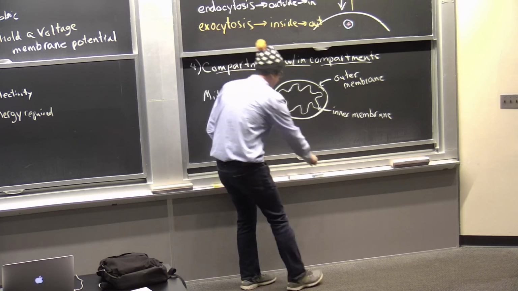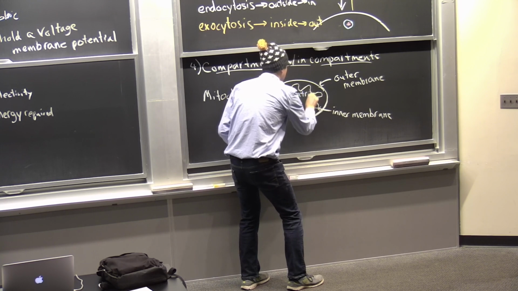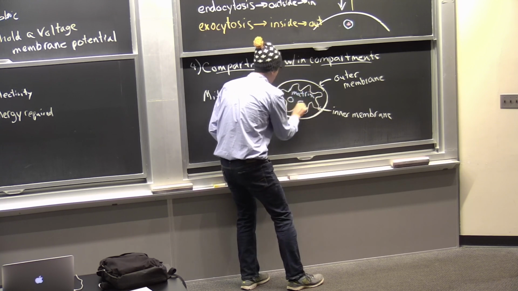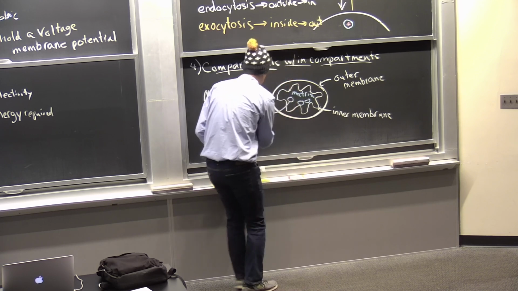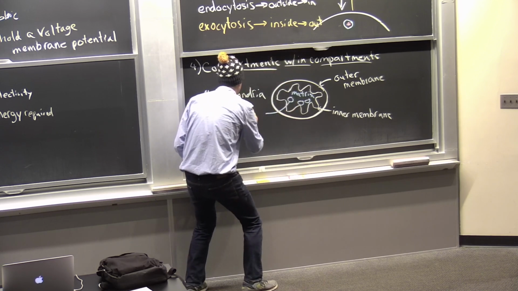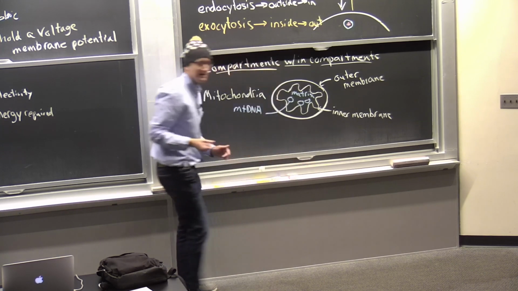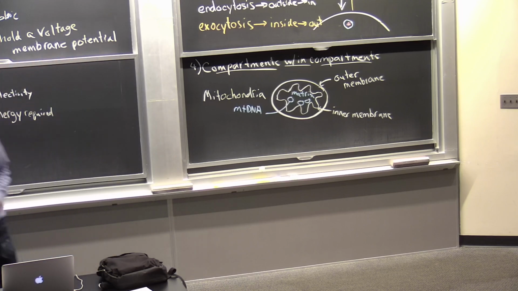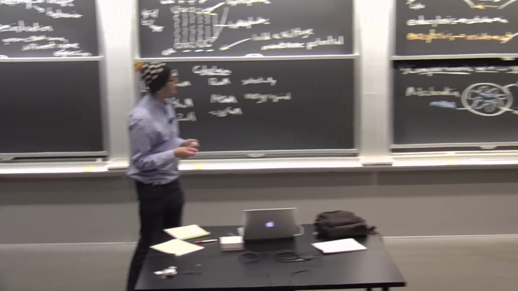The inside here is called the matrix. I'll draw some DNA molecules there. So this is known as the mitochondrial DNA, which I'll mention in just a minute. Okay, so this is the mitochondria.